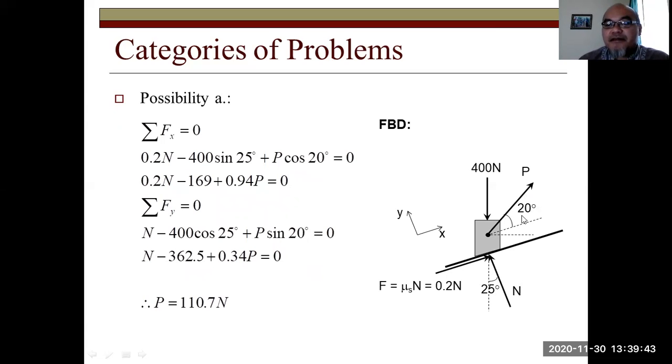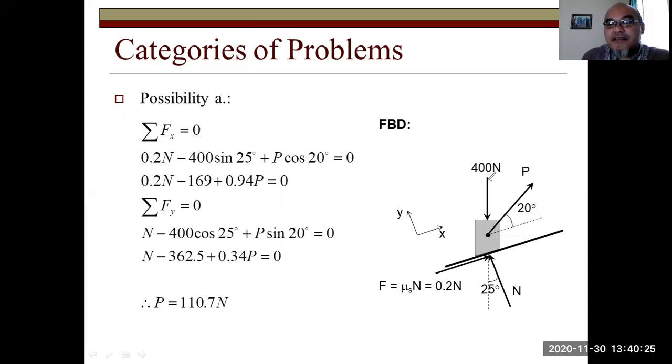There is a force P here. If it is 45 degrees to the horizontal, and we know that the slope is 25 degrees to the horizontal, it means that this P is 20 degrees to the slope surface. Usually we choose the XY axes according to the slope, with the x-axis tangent to the slope. So sigma Fx equals 0: 0.2 N, this friction force along the incline, negative 400 sine 25 degrees.